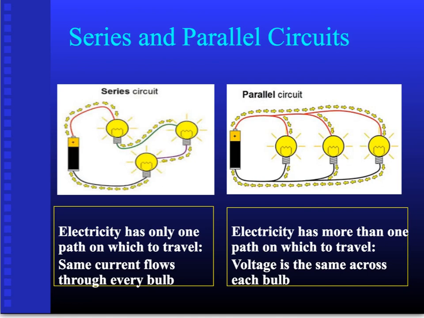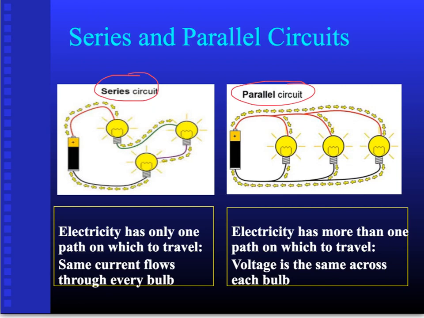In this lesson, we're going to look at two different ways of connecting loads in a circuit, either in series, as shown here on the left image, or in parallel, shown here on the right image.